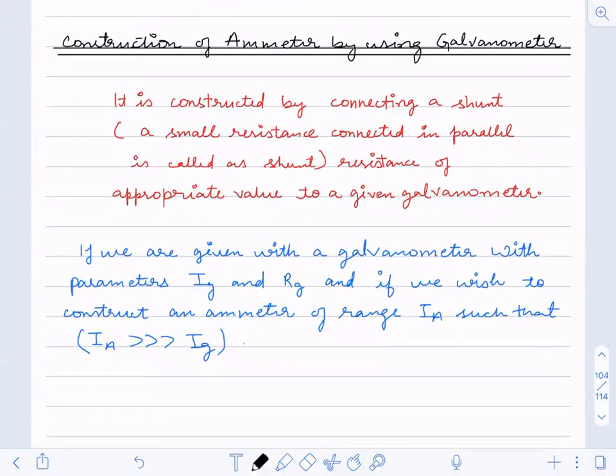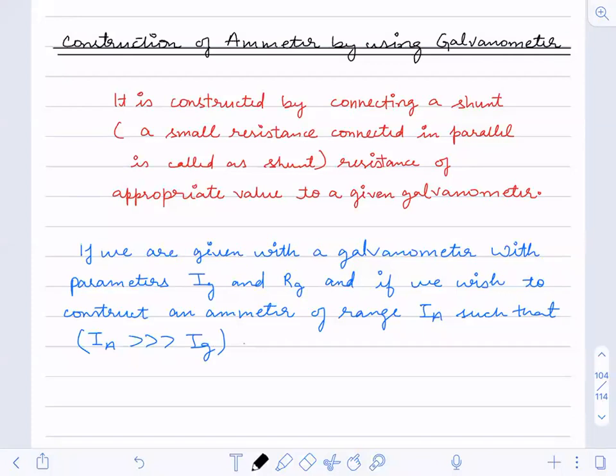Which device is mostly used for detection of current? To get the value of current, you use emitter. Just to check the presence of current, you use galvanometer. For values of current, you have emitter. Emitter can measure small currents also and large currents also.